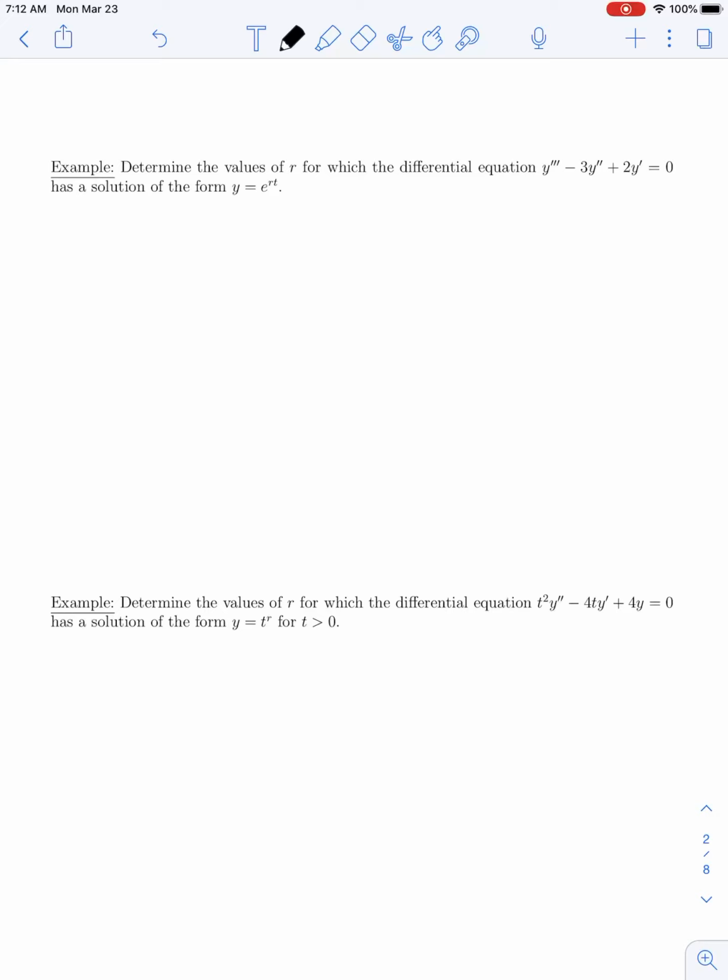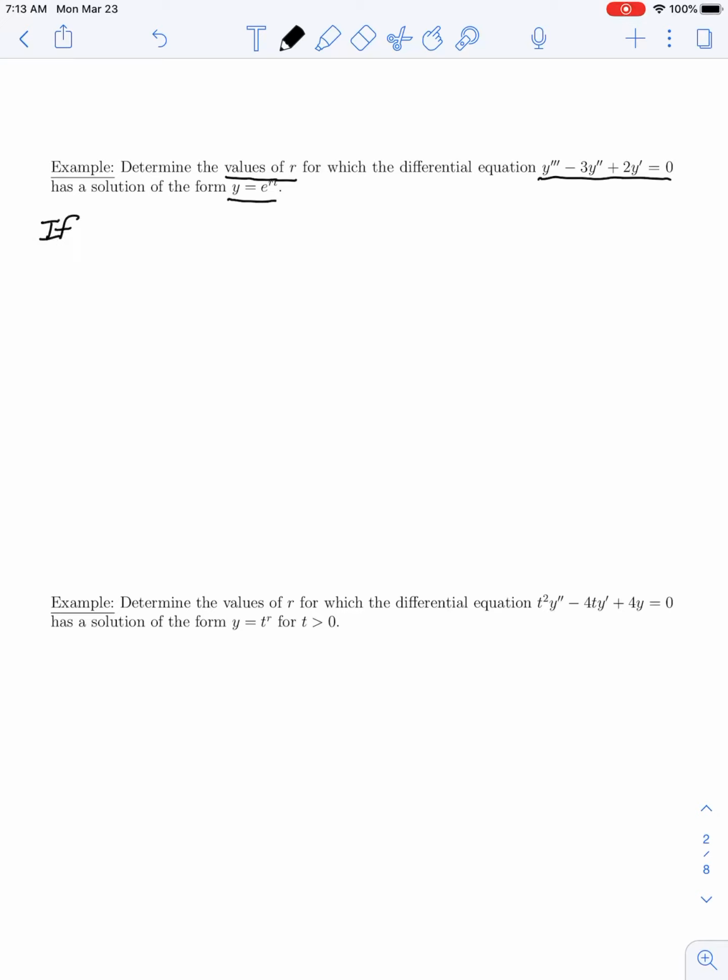In this next example, we are asked to find the values of r such that the differential equation shown here will have a solution of the form e to the rt. So we are assuming that our solution will be an exponential function, something of the form e to the rt, where r is a constant, and we want to find the values of r which would make that sort of function a solution of our equation. Now looking at this equation, it involves my first three derivatives of the function y.